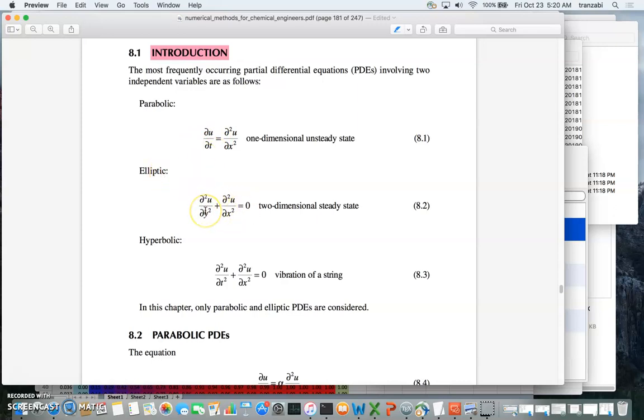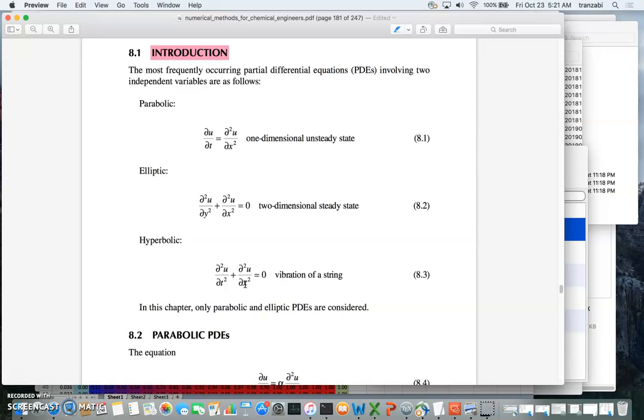We have positional dependence on x and y. Okay, so this is something like a two-dimensional steady state problem. And then the last problem we can look at is hyperbolic equations, where we have second order in time and second order in position. Okay, and all of these, as I mentioned before, belong to the class of partial differential equations.